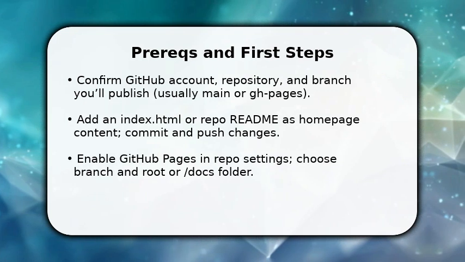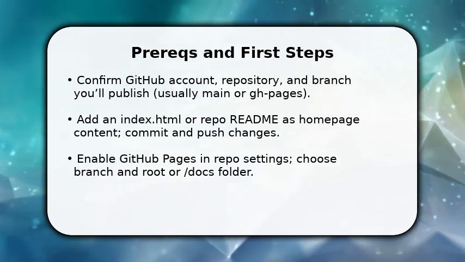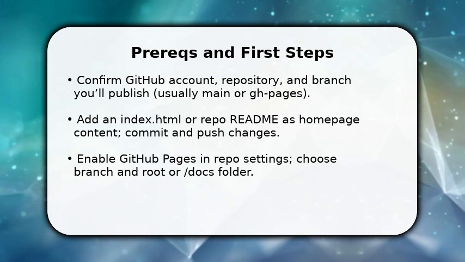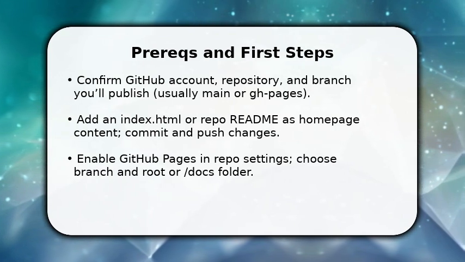Then make sure an index.HTML or readable README exists at the root or in /doc so GitHub can serve a home page. Once done, open the repository settings and enable GitHub pages. Select the branch and folder option, then save.